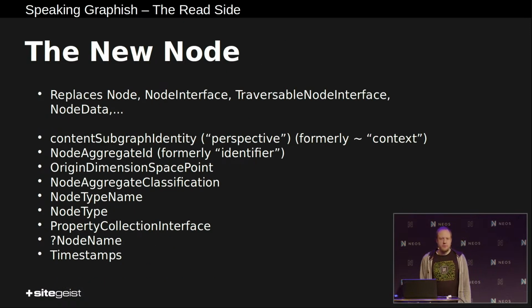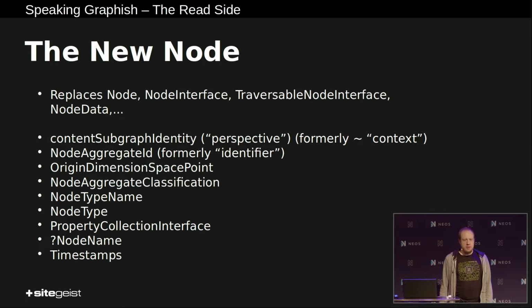So what do we get if we call for nodes? I mean, obviously, that's the main use case. We get nodes. The new node replaces node, node interface, traversable node interface, and node data. So it all gets a lot easier. It contains just a few properties, actually. It's the content subgraph identity. That's this perspective is what it was fetched from, basically. You usually don't need that, but it's just carried on instead of the context.